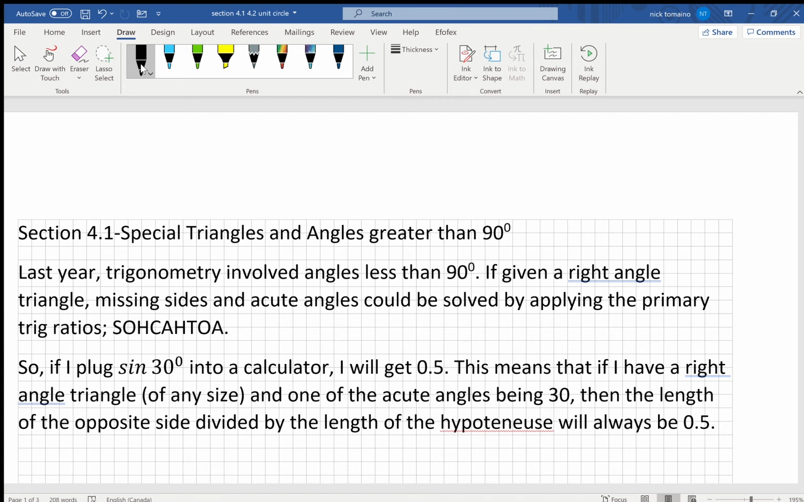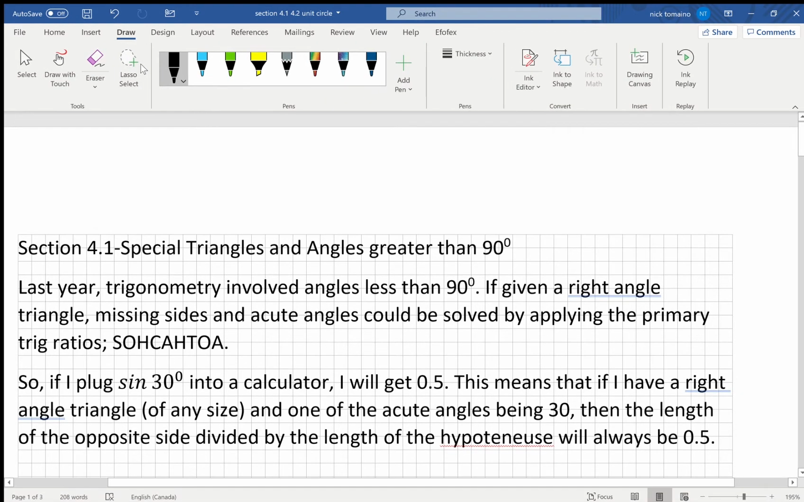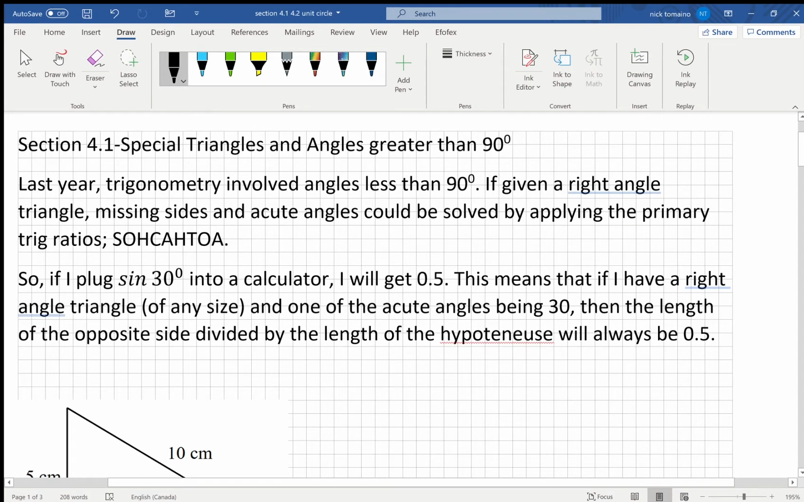Okay, hi everyone. Today we're on to chapter 4, which is trigonometry. Okay, and it's going to look slightly different than what you are used to back from grade 10. So, last year, trigonometry involved angles less than 90 degrees.